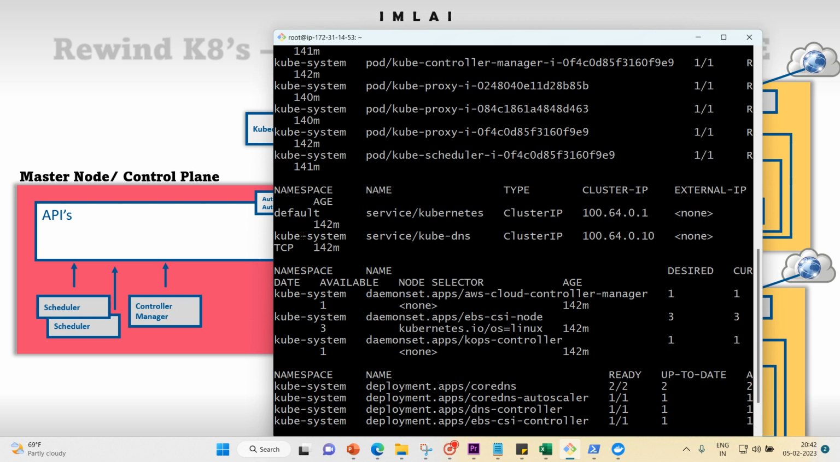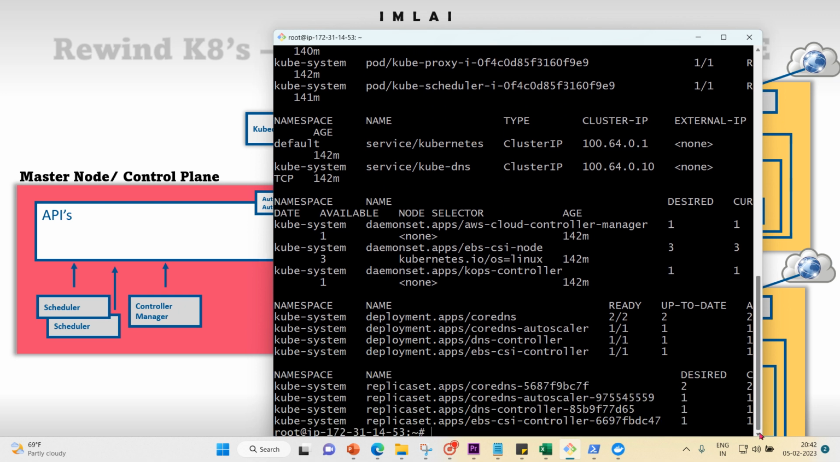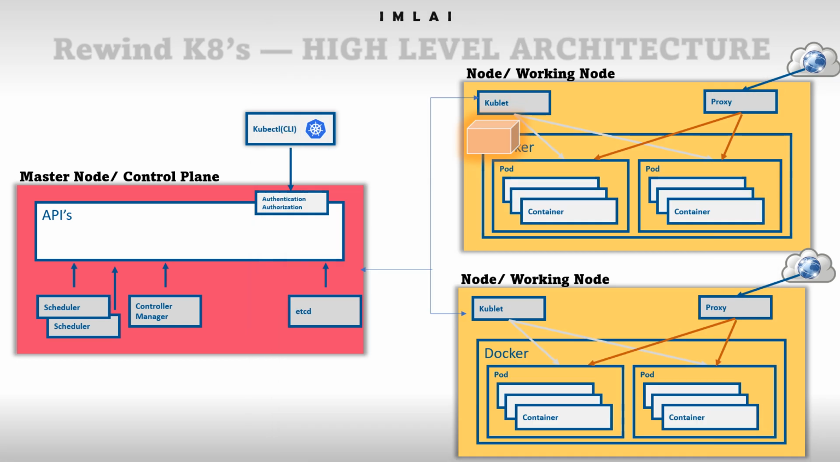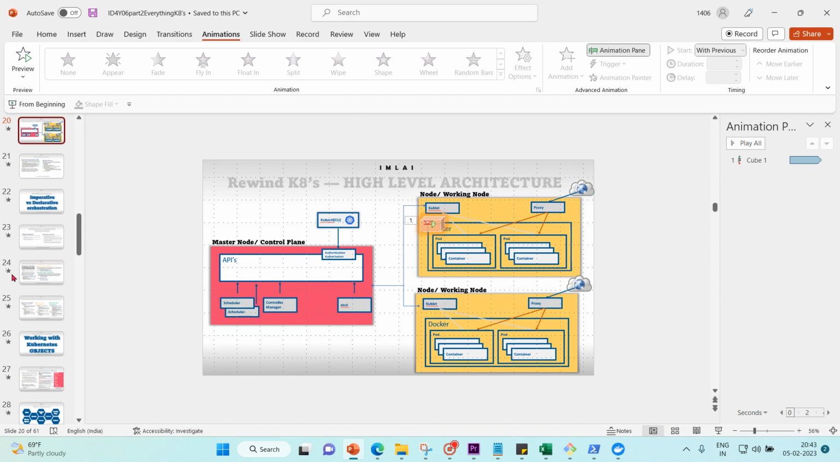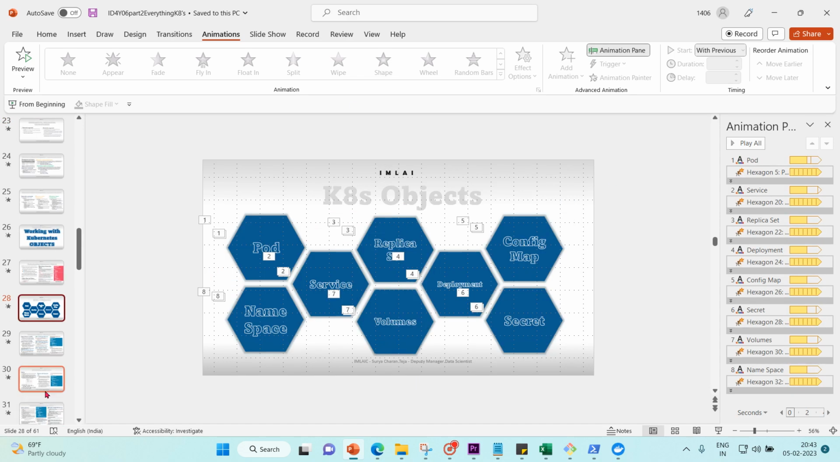Now another namespace is the default namespace. Inside that we have only the service kubernetes, and then kube-system with TCP, it has a service kube-dns. Then another, kube-system, consists of AWS Cloud Controller Manager and kops controller, and EBS. Yes, this is all about our namespaces and all the resources which are present inside them.